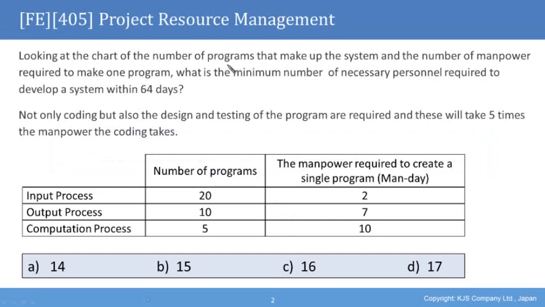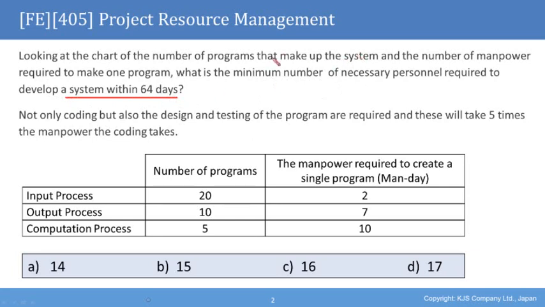Looking at the chart of the number of programs that make up the system and the manpower required to make one program, what is the minimum number of necessary personnel required to develop a system within 64 days? So we have a limit. We want to get the system ready within 64 days.